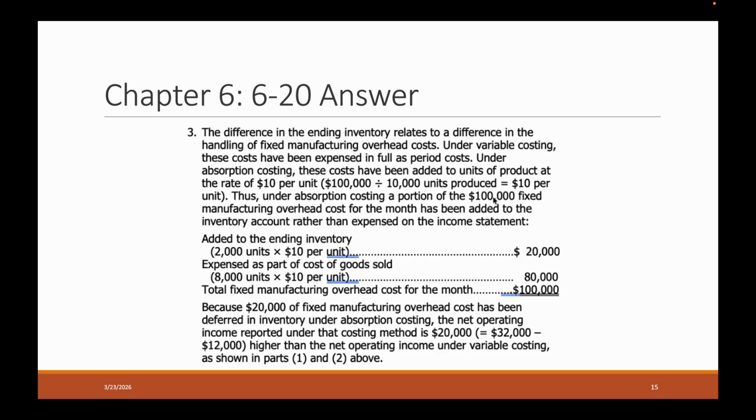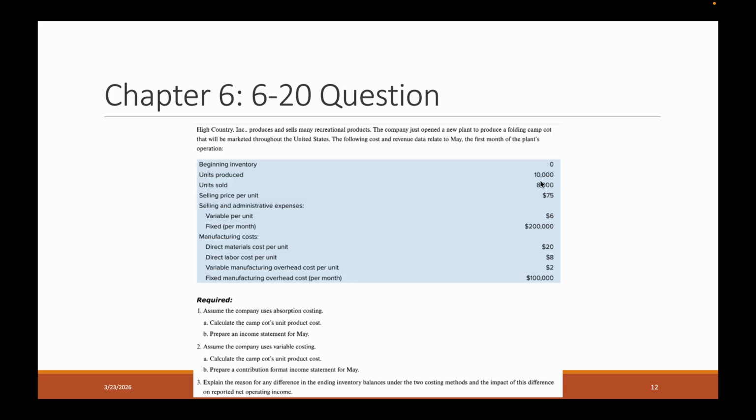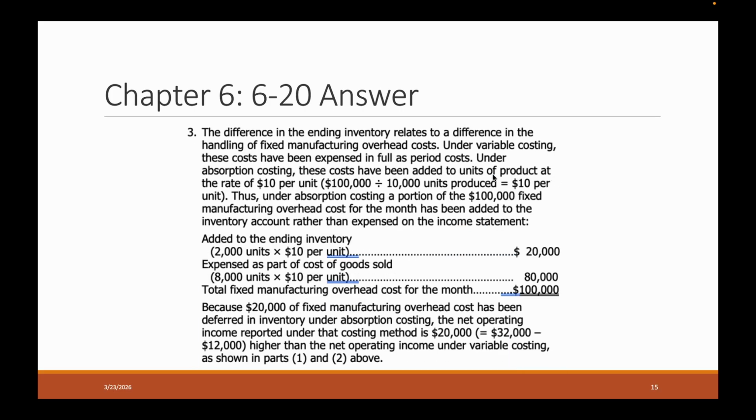Under absorption costing, a portion of the $100,000 fixed manufacturing overhead cost for the month has been added to the inventory account rather than expensed on the income statement, because at the end of the month we're left with 2,000 units. We only sold 8,000 despite producing 10,000. So 2,000 units times $10 per unit means we left out $20,000 from our income statement and added it to the inventory account, because it's rolling over into next month in ending inventory. The total manufacturing overhead expensed that month on the income statement was $80,000, the 8,000 units times $10 per unit, instead of the full $100,000. So there's a $20,000 difference between the two methods.